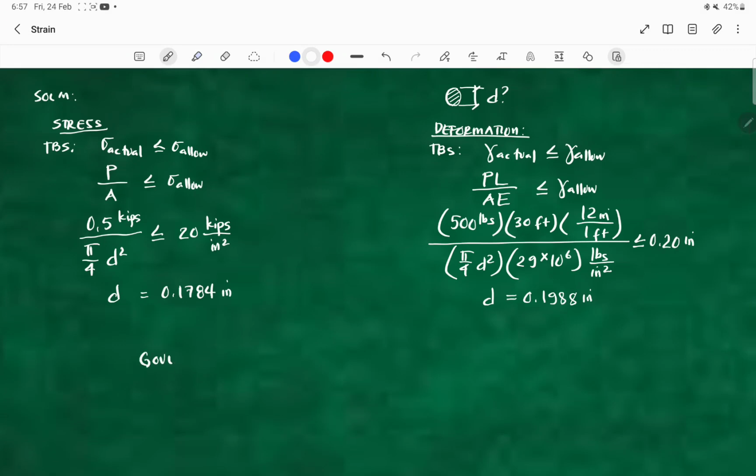Makikita natin na dalawa yung D na nakuha natin. So, yung mag-govern na D is the bigger size. Okay? Bigger size, mas malaki yung size, meaning mas safer yan. Okay? Mas safe. So, bali, yung mag-govern is itong 0.1988 inch, and ito na yung sagot. Okay? So, I think that's it, no? So, let's continue sa next na video. Thank you.